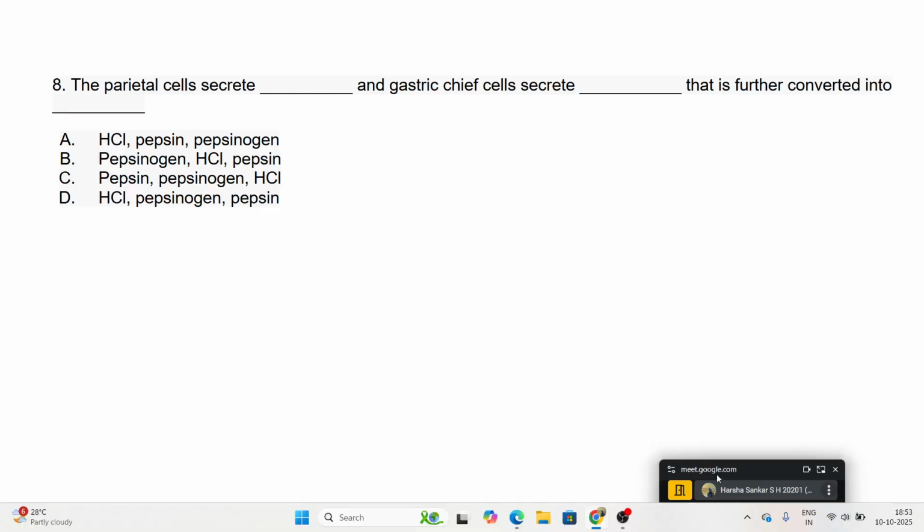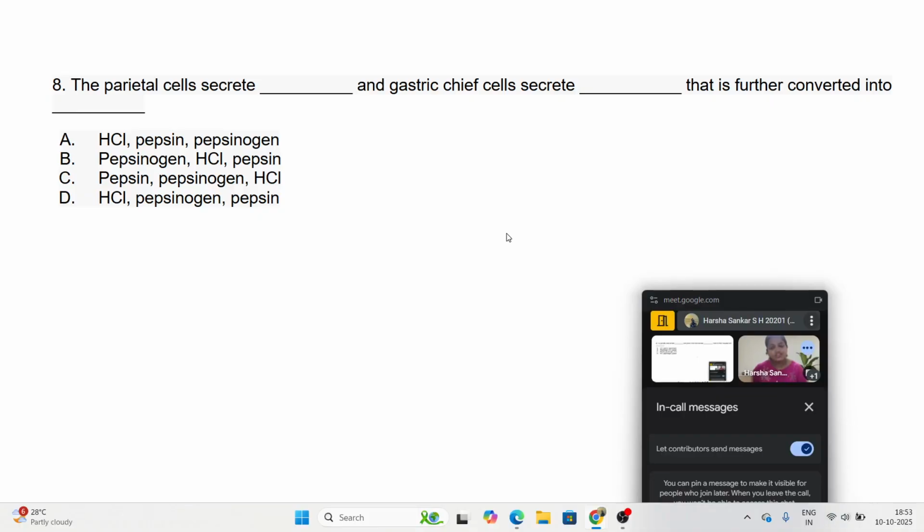The parietal cells secrete dash and gastric chief cells secrete dash that is further converted into dash. This is about digestive system. So they are asking about these cells produce what kind of enzymes, which is getting converted into what? Option A, HCl, pepsin, pepsinogen. Option B, pepsinogen, HCl, pepsin. Option C, pepsin, pepsinogen, HCl. Option D, HCl, pepsinogen, pepsin.